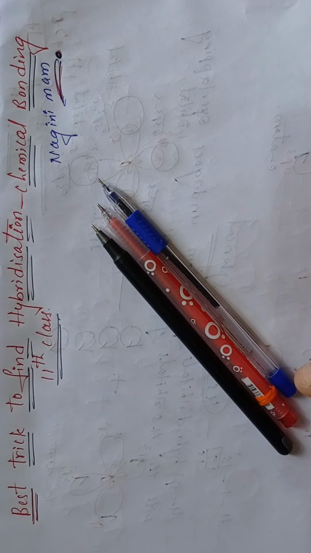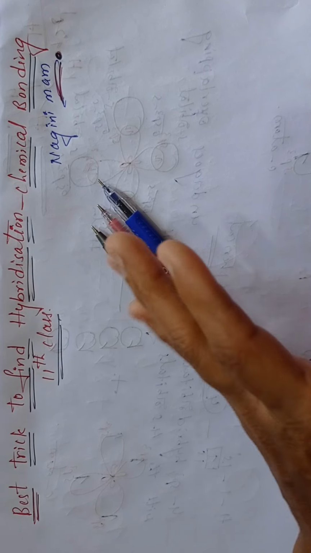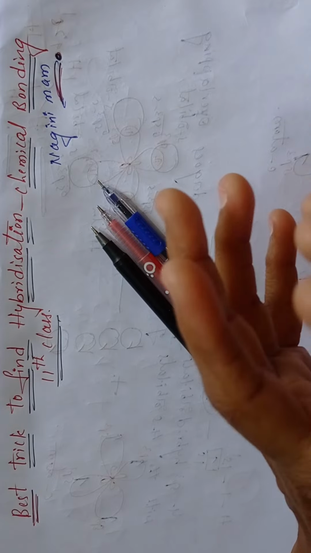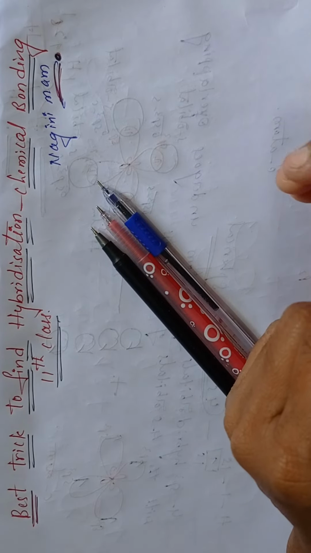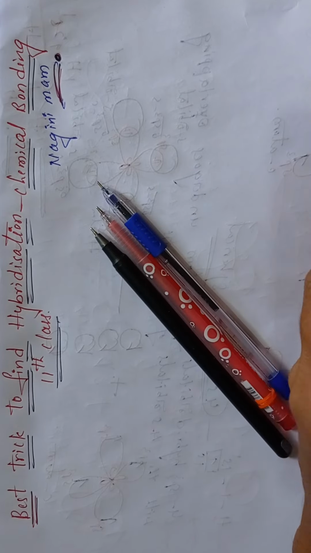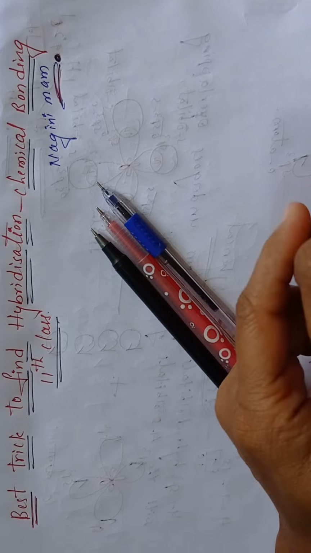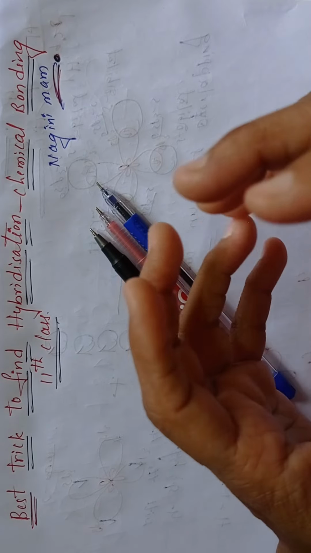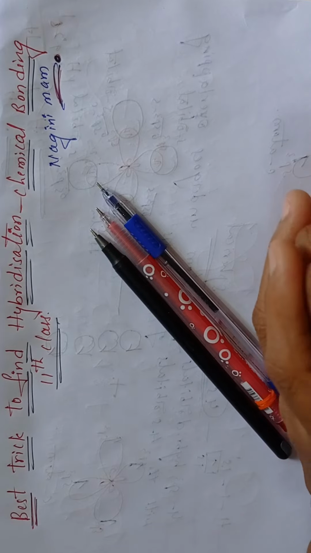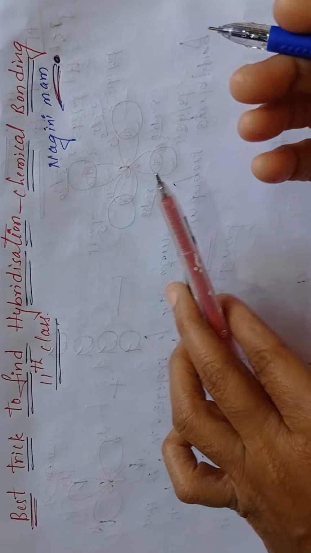In today's section I am going to discuss the hybridization calculation, students. I'm giving the best trick in this section to find the hybridization of any molecule easily. You just have to remember one trick, then you can easily find the hybridization. After completing this video, you will get a clear idea of how to find the hybridization.